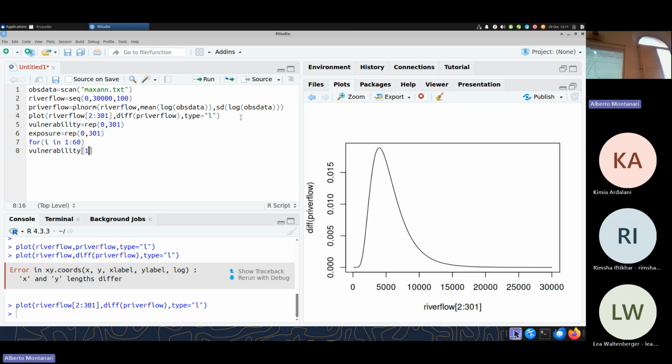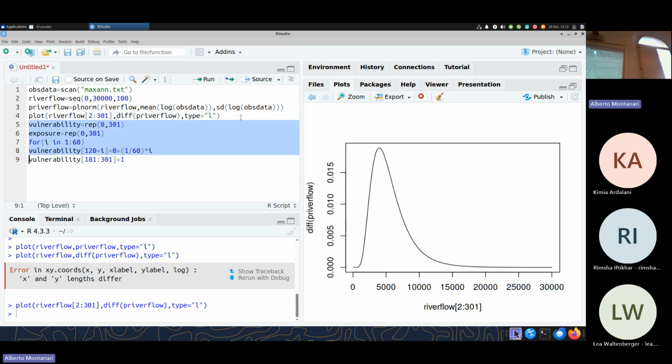So vulnerability 120 plus I is equal to 0 plus 1 over 60 times I. I think, in a simplified way, we can write it in this manner. And then vulnerability 181 to 301 is equal to 1. This should be fine. Let's try.